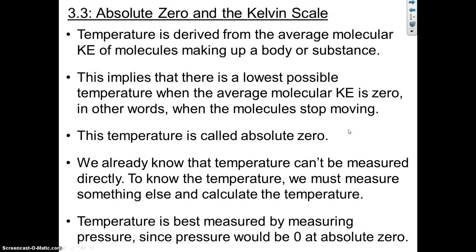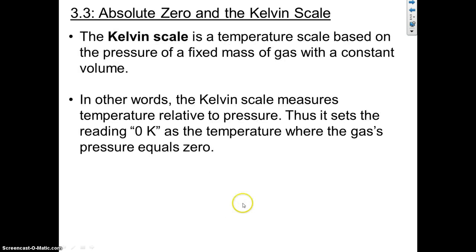And we saw that the other quantity used by thermometers is the height of a column of alcohol. But really, temperature is best measured by measuring pressure. And the reason is because zero pressure coincides with zero temperature. So they both are 0 at the same moment. They're both 0 when KE is 0. Now get these notes down, I'm going to run out of time. Kelvin scale is a temperature scale based on pressure of a fixed mass of a gas with constant volume, which means that the Kelvin scale measures temperature relative to pressure.